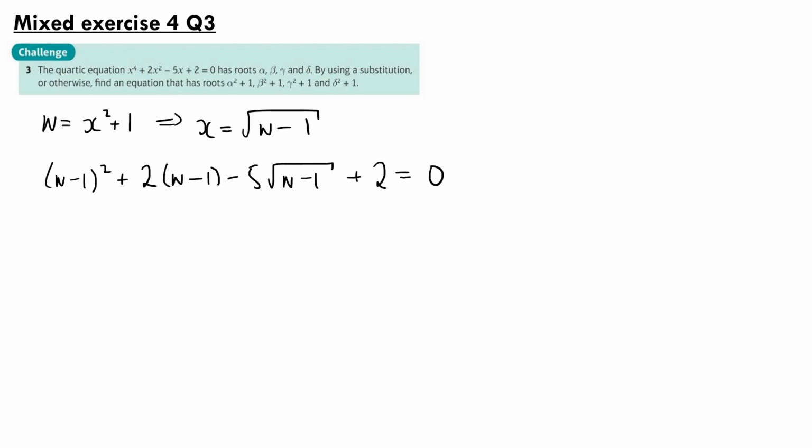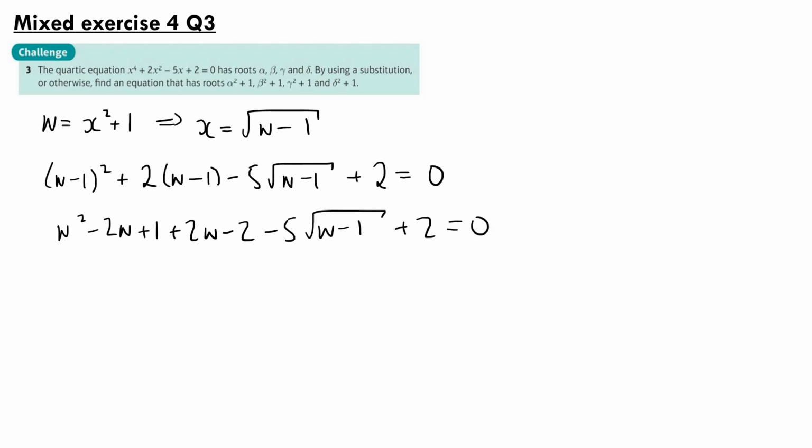Now if we expand the left-hand side out, so here we have w squared minus 2w plus 1 plus 2w minus 2. Take away 5 times the square root of w minus 1 plus 2 is equal to 0. So here the 2w's will cancel, the minus 2 and the plus 2 will cancel, so we're left with w squared plus 1 being equal to, if we take the minus 5 times the square root of w minus 1 to the right hand side, then that equals positive 5 times the square root of w minus 1.